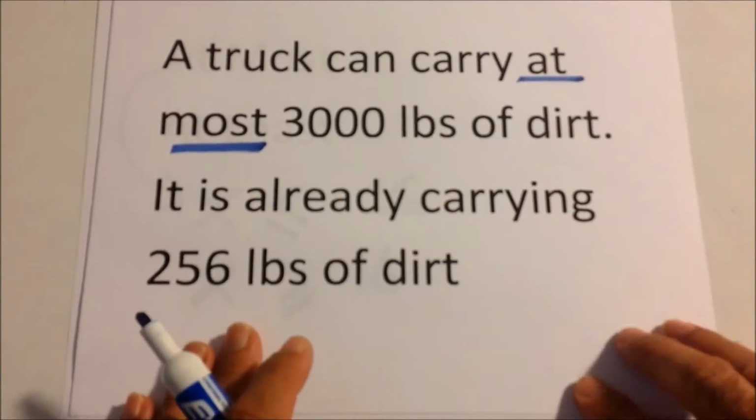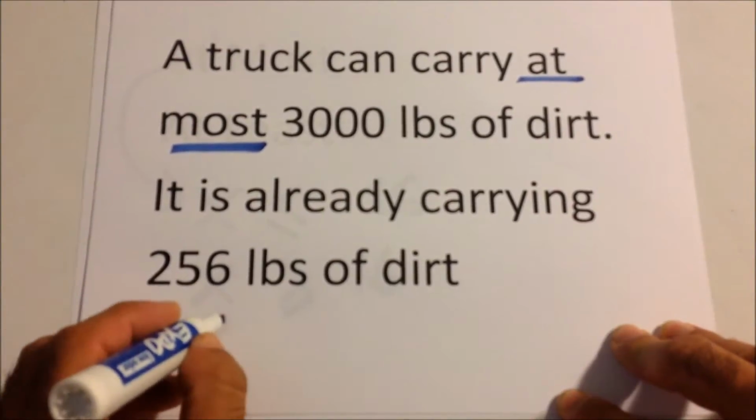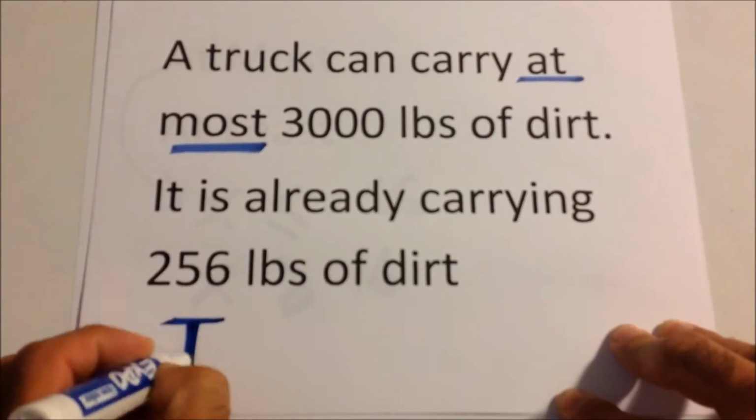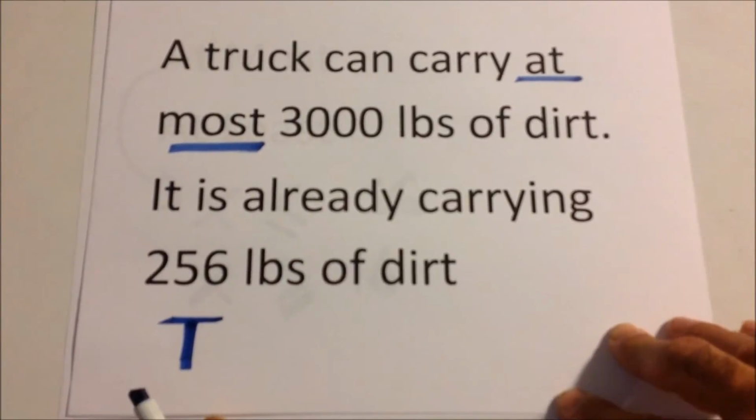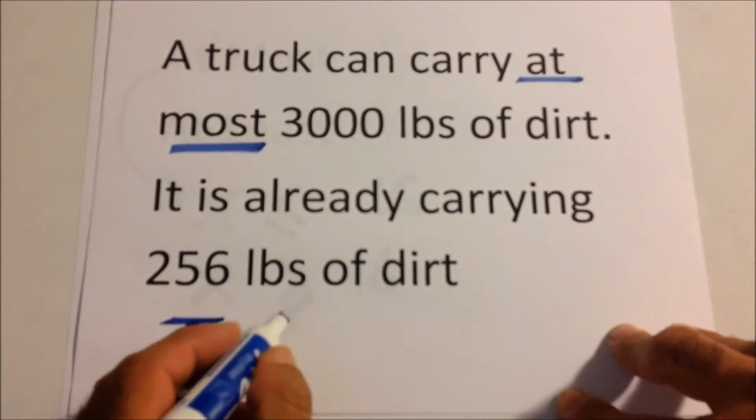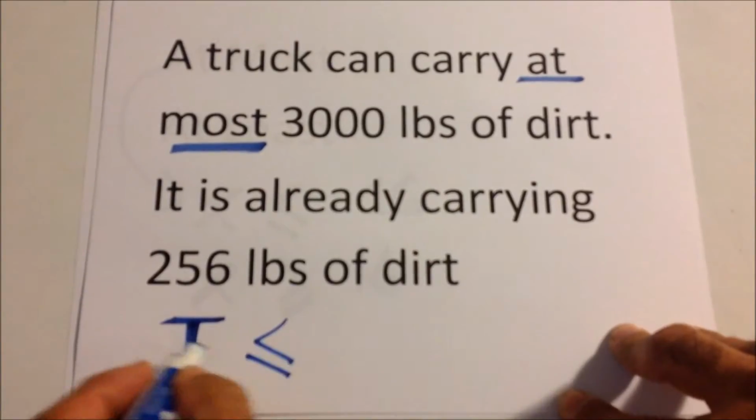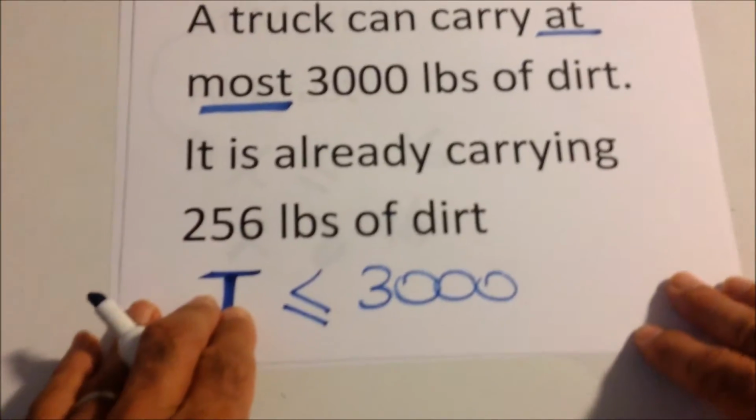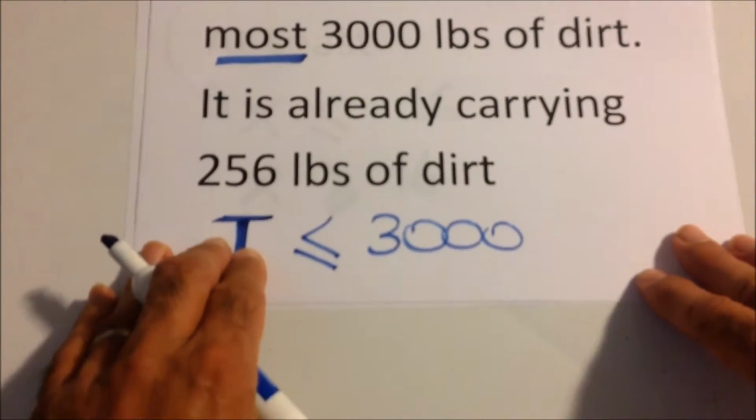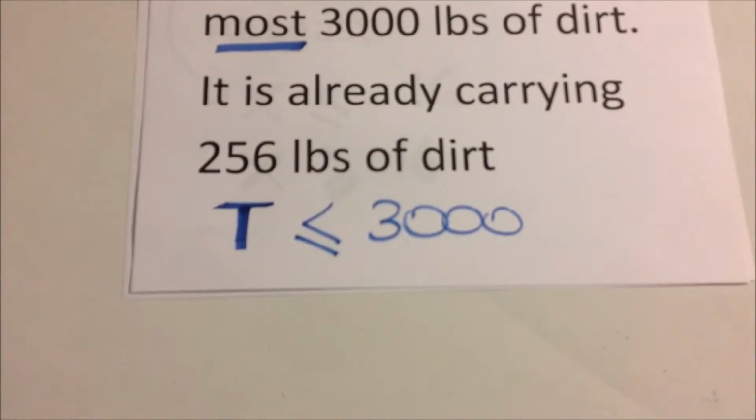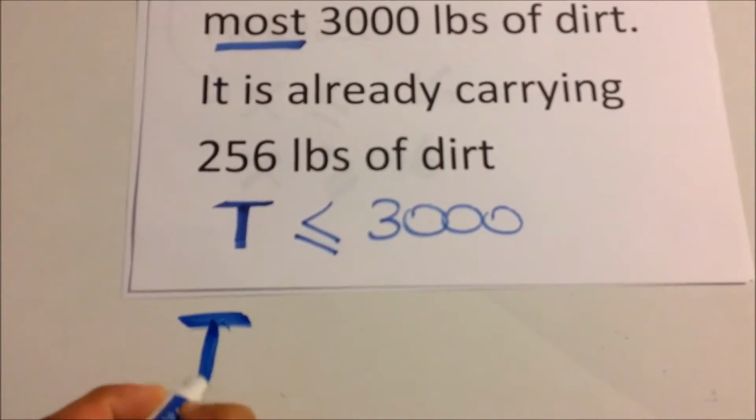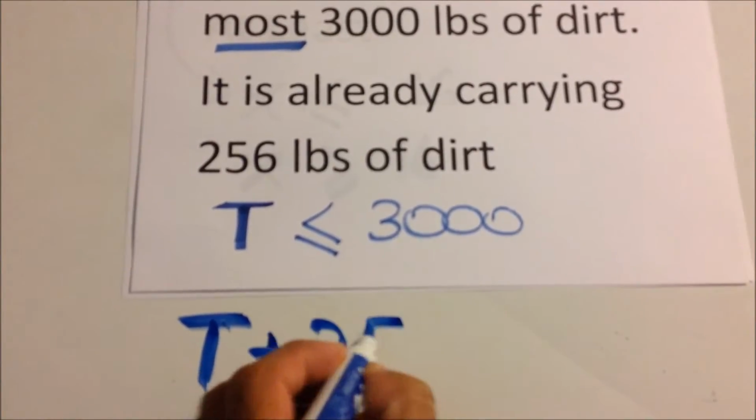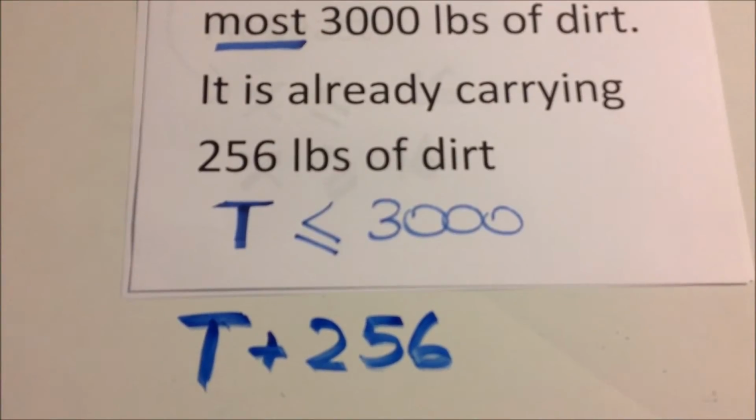Okay, so let's bring this up a little. So we can use t for the variable, or x, whatever you want to use. So we know that the truck, at most, remember that's at most, it could carry at most 3,000 pounds. So that's the first step. So let's add to it from there. Then it says it's already carrying 256 pounds. So I can say the truck plus it's carrying 256 pounds, right?